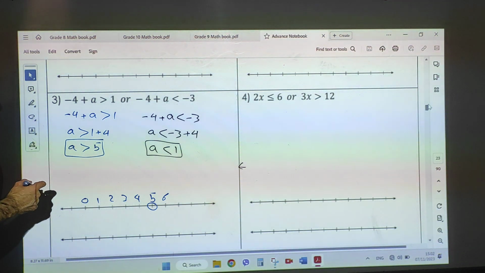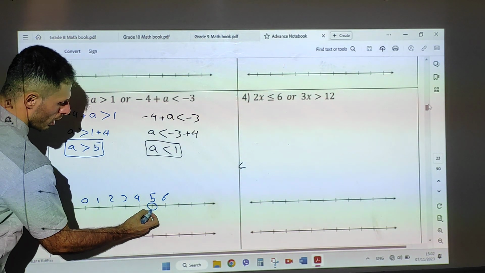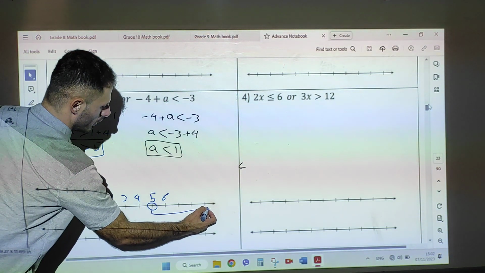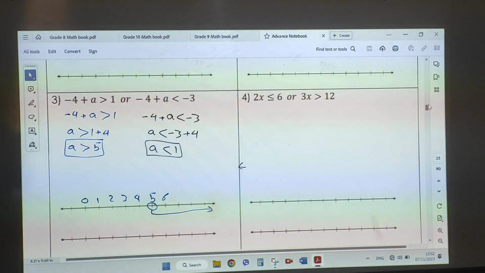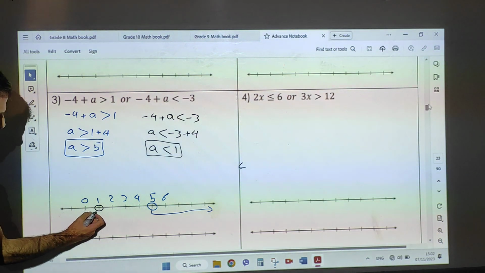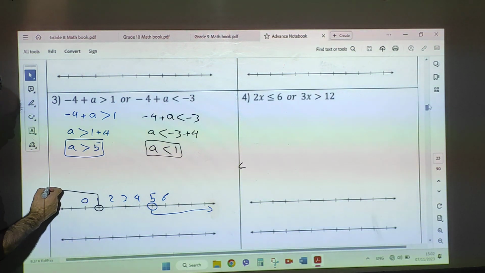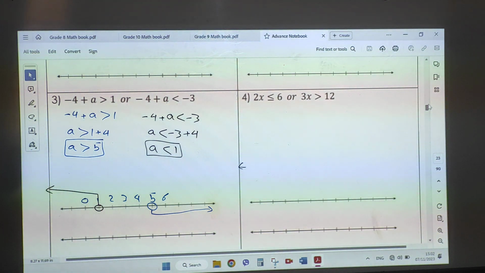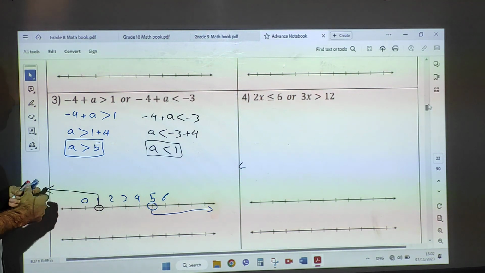A is greater than 5. Which side are those numbers which are greater than 5? This side. A is less than 1. We show the part of the black one. A is less than 1. Which numbers are less than 1? This side. Now we see there is no part which is common for both of them.